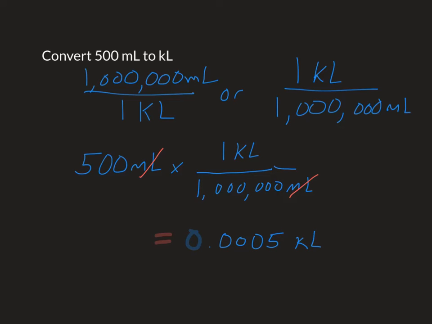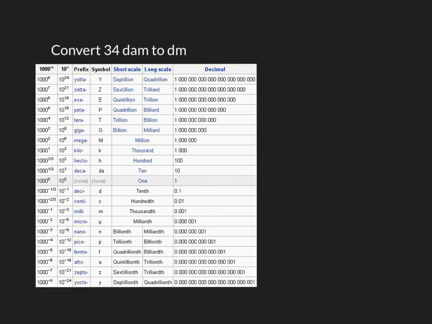There we go. Okay. So again, all I did was 500 times 1 divided by 1,000,000 to get this answer down here. Okay. We're going to do another tougher example. This one's in your book as well. This time we're going to try and convert from decameters into decimeters, okay?